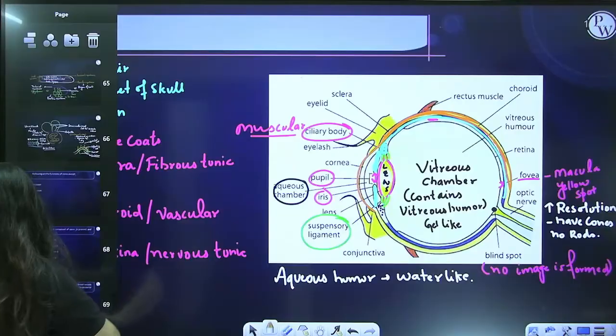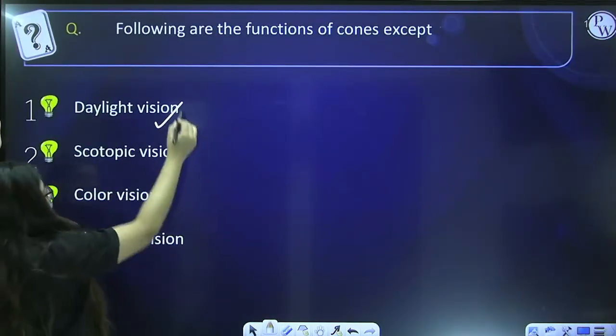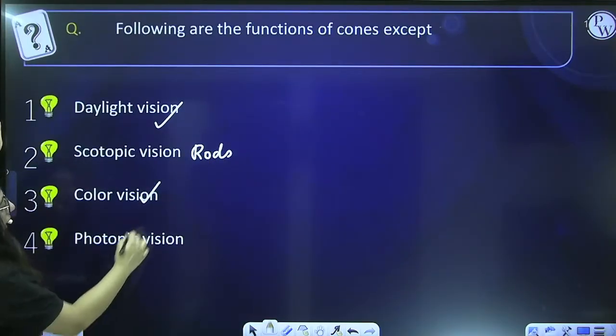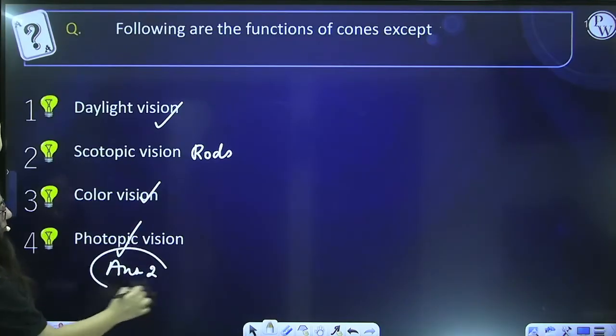Back to questions. Following are the functions of cone except: daylight vision. This is a function of rod, scotopic vision, and color vision and photopic vision. So answer is 2. All are the functions of cones except 1.